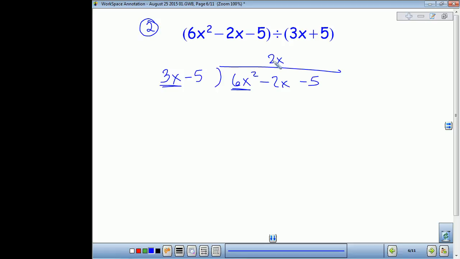So now this 2x has to be multiplied through my divisor. 2x times 3x is 6x squared. 2x times negative 5 is negative 10x. Oh, that's not supposed to be negative 5. That's supposed to be positive 5. Whoopsie! So that would be positive 10x. I copied the problem down wrong.